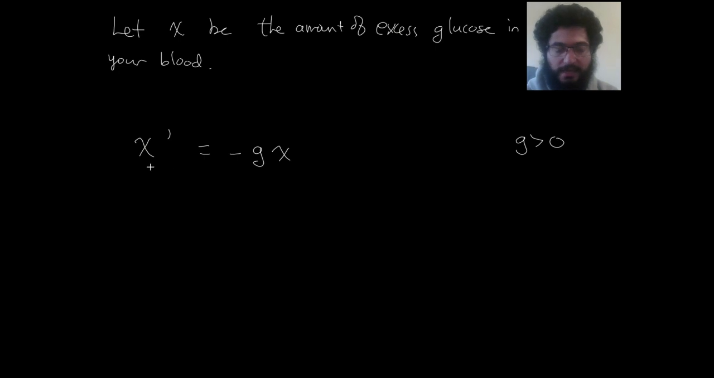And negative x now makes sense. It doesn't mean you have a negative amount of glucose. It means you have less than the equilibrium level. So this is our standard trick for turning something into a homogeneous differential equation when the right-hand side is just some constants.